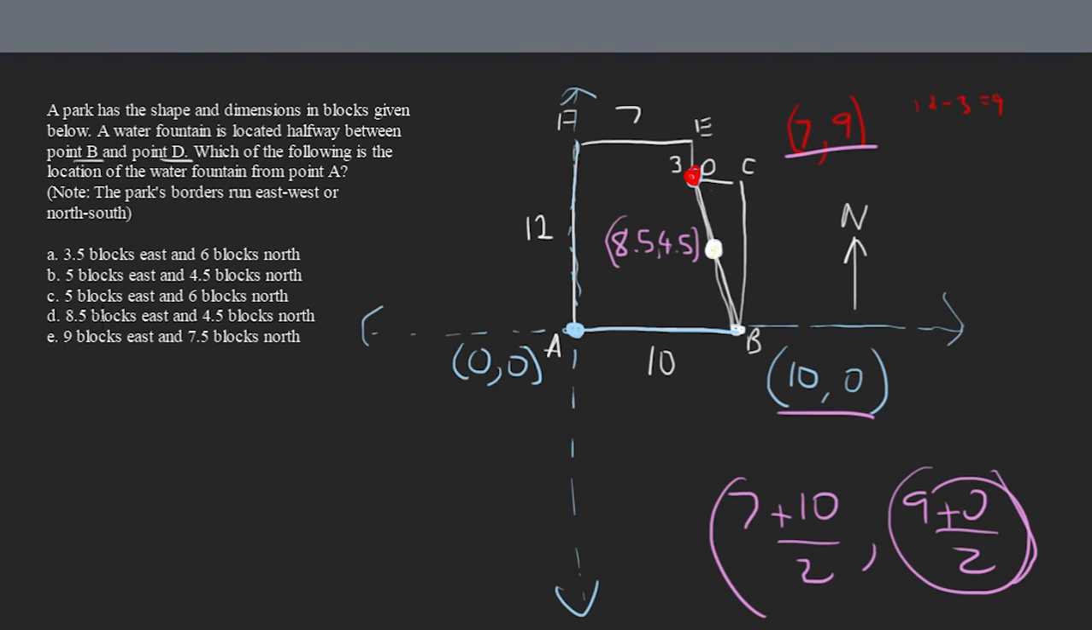Now that looks like an answer. We have 8.5 blocks east, we go 8.5 this way, and up 4.5 north, right? So I'm going to say our answer is D. So that, I think, is definitely a tricky problem, definitely one of the harder ones.